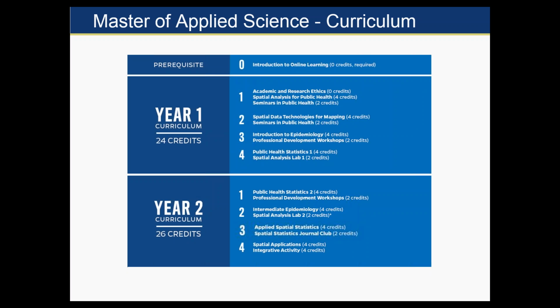So then in the second year, you have your second statistics course and your second epidemiology course, but then you have an applied spatial statistics course. So this speaks to the spatial statistics part of that paradigm. We have a spatial statistics journal club, which follows along with that applied spatial statistics course, where we're reading articles that have been published and interpreting them. And you can see some of the tools that we learn in one course, we're reading about in papers in another course.